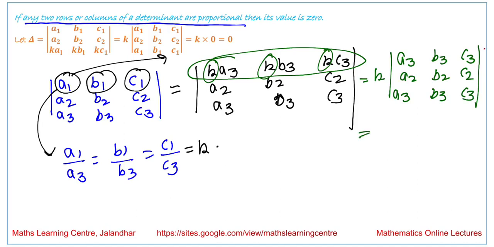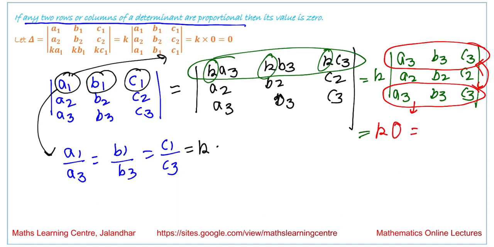Now what we get is this first row and this third row, they are identical. The answer for this determinant is 0. So the final answer we obtain is equal to 0. So we are saying if any two rows or columns of a determinant are proportional, then the value of the determinant will be 0.